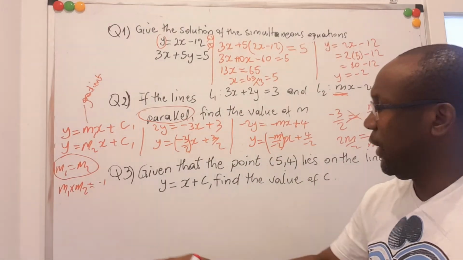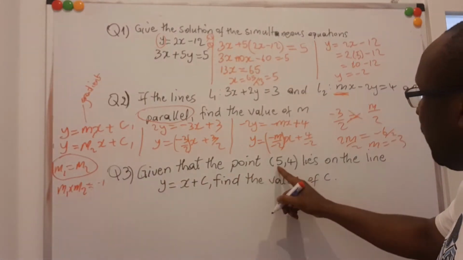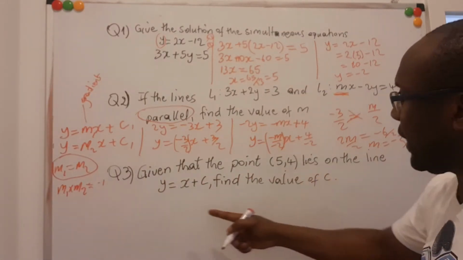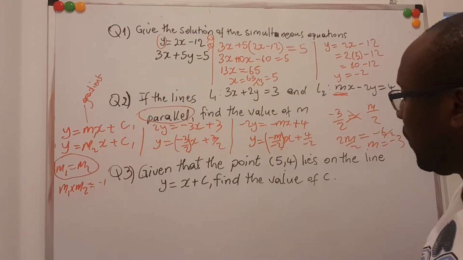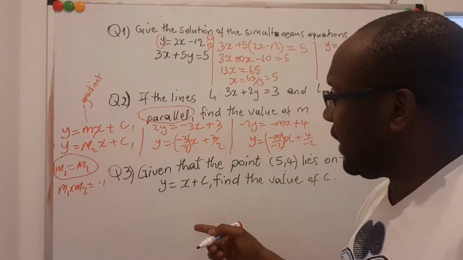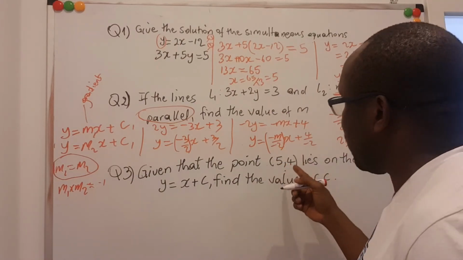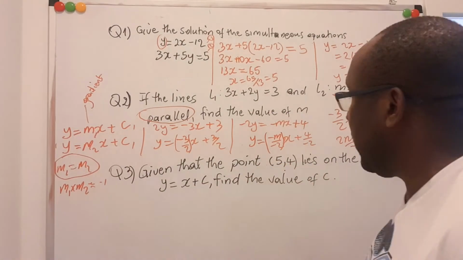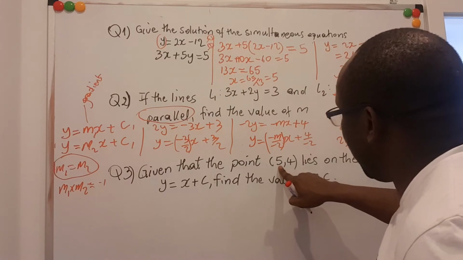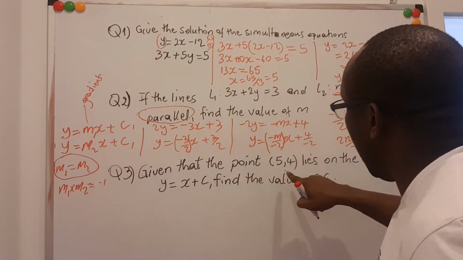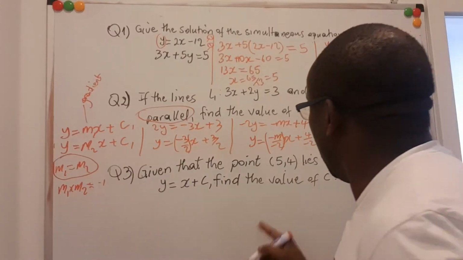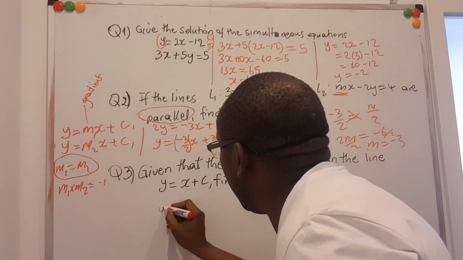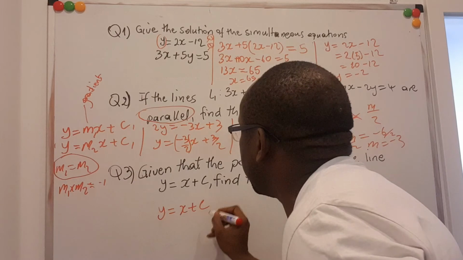For question 3, it says, given that the point 5, 4 lies on the line y equal to x plus c, find the value of c. When a point lies on the line, it means that the coordinates of the point satisfy the equation of the line. That means when x is equal to 5, if I put it here, y must be 4. So I will just do the substitution. So y is equal to x plus c.